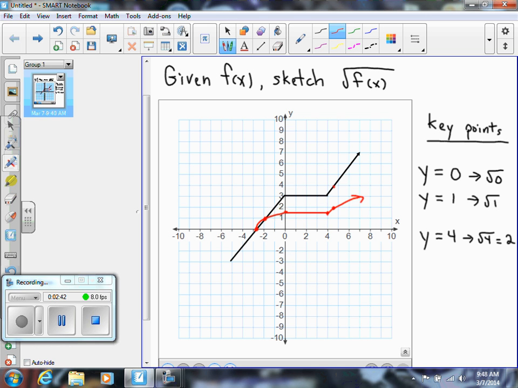Done. Notice the arrowhead on the right, which matches the arrowhead in the original graph. And on the left, we're starting right on the x-axis at the x-intercept of the old graph. Nothing below the x-axis exists.